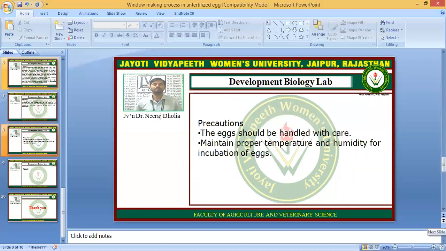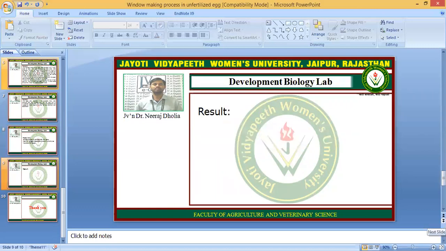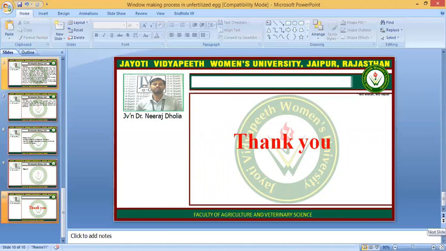Precautions: the eggs should be handled with care, and you should maintain the proper temperature and humidity for proper incubation of the eggs. You will write the result here, what you have observed, and I hope you are satisfied with this little session. If you have any query, please write in the comment box. I will resolve your query.